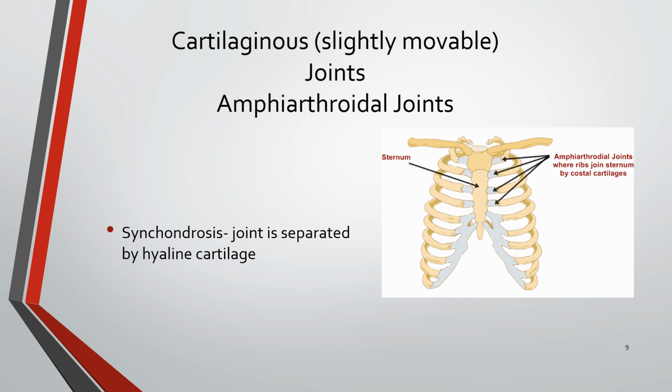Other types of slightly movable joints would include epiphyseal plates, and our epiphyseal plates are the same as our growth plate. So that's kind of interesting. As a child, or until you are finished with puberty, you've got these epiphyseal plates, which are going to allow you to basically have bone growth at that particular area.